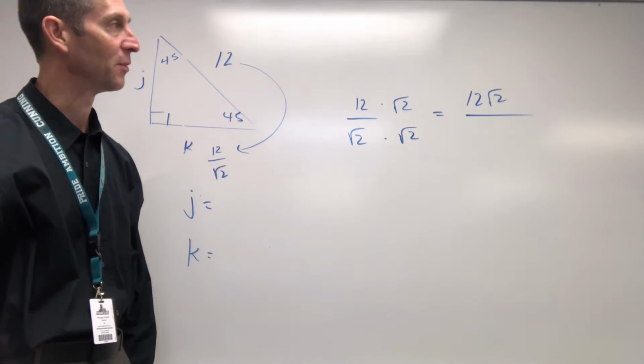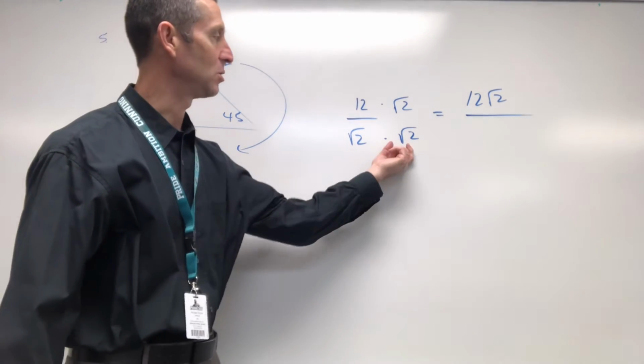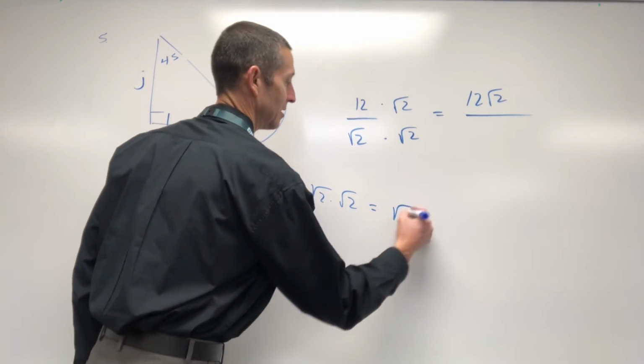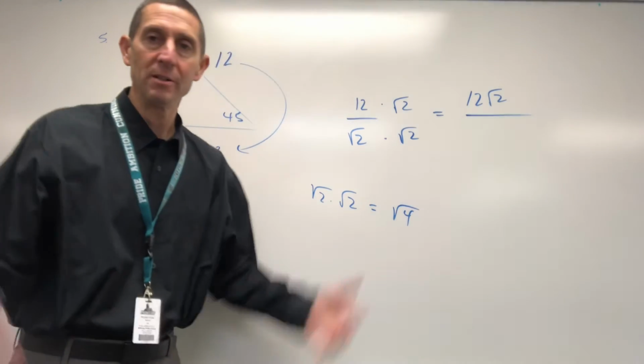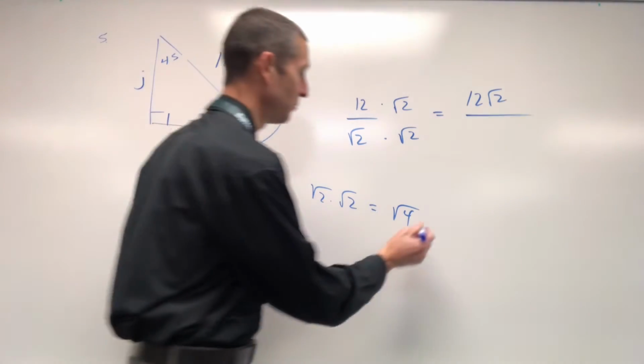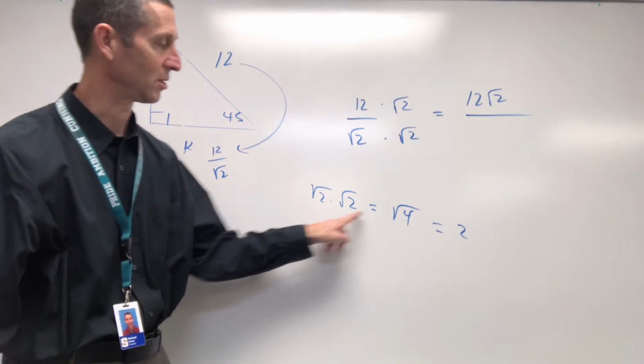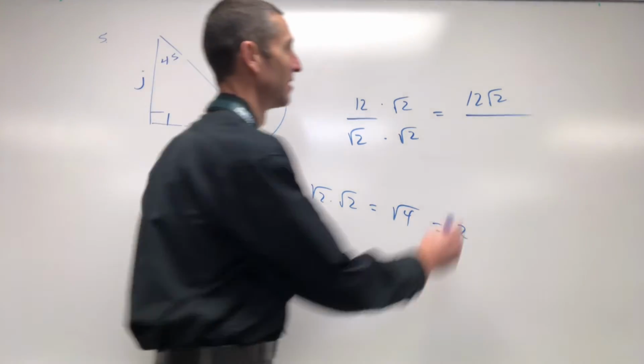The bottom's kind of fun. You've got square root of 2 times square root of 2, which equals square root of 4. But you're like, I know the square root of 4. Square root of 4 is 2. So it's a pretty cool little problem. Square root of 2 times square root of 2 just turns out to be 2.